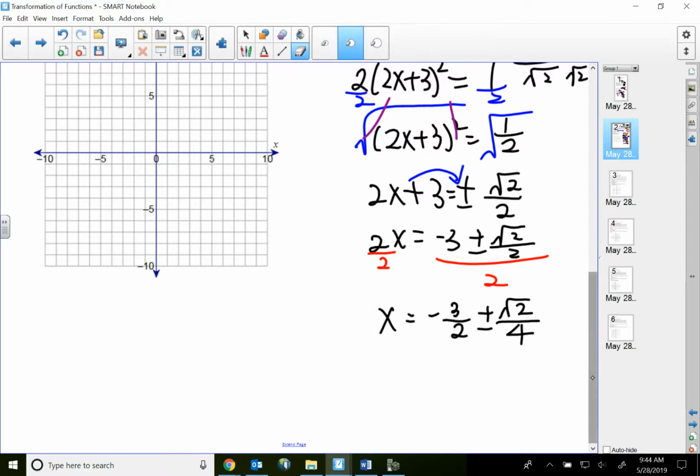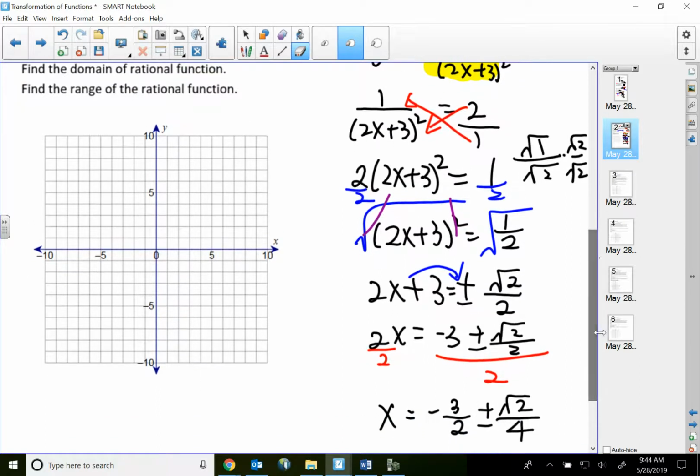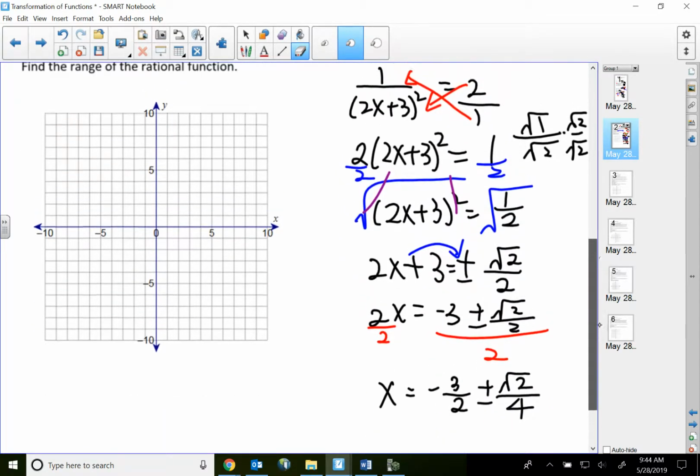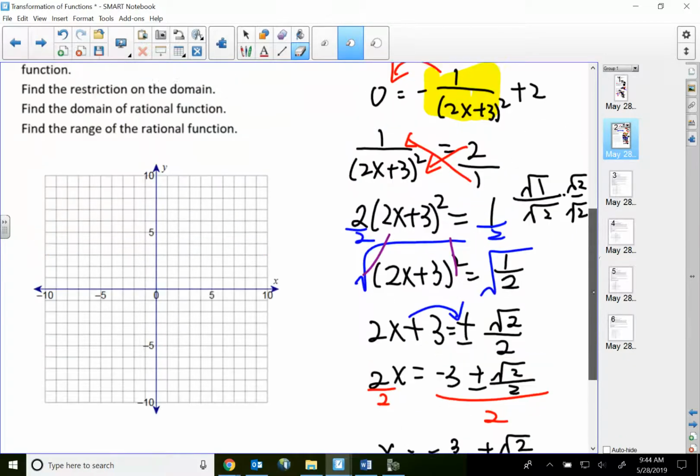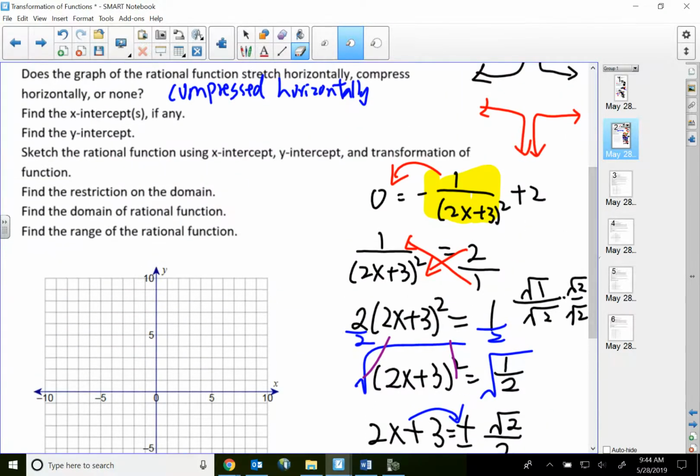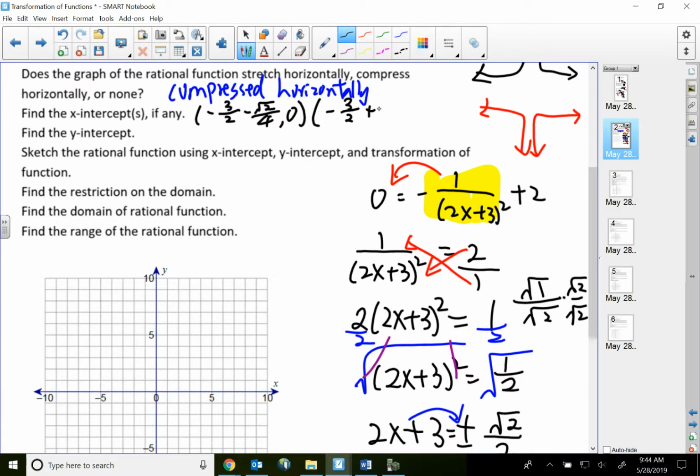So my answers are radicals, okay? That's okay. Since I'm sketching this, I don't have to be exactly the same. So let me write down my x-intercepts. -3 over 2 minus square root of 2 over 4, comma 0. The other one is -3 over 2 plus square root of 2 over 4.